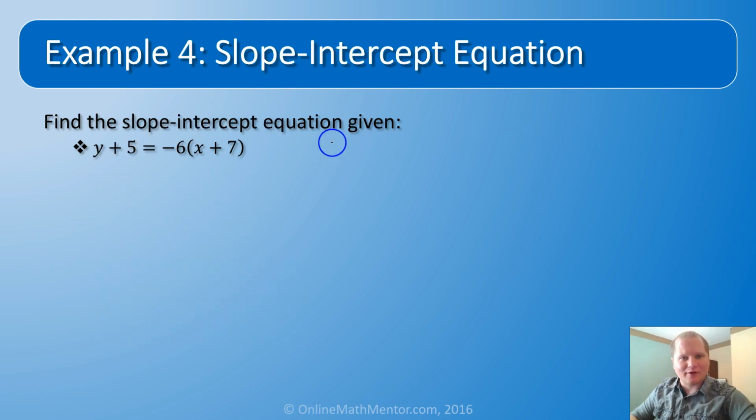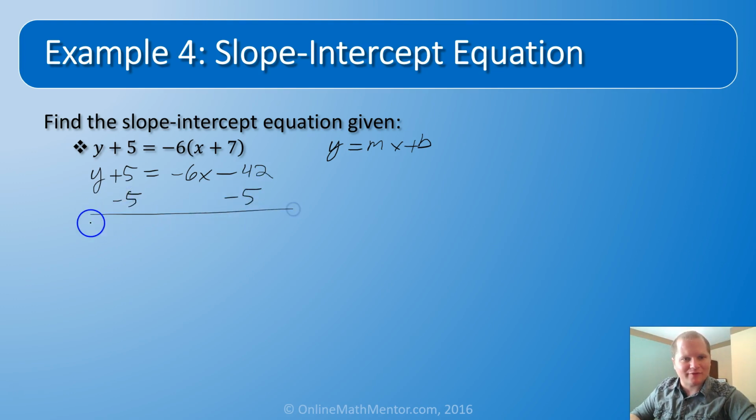So for this one, recall that slope-intercept form is y is equal to mx plus b. So when we solve for y, the first step is going to be distributing that negative 6. And then after that, we're going to move the 5 by subtracting it from both sides, and we are left with y is equal to negative 6x minus 47. And that's our answer.